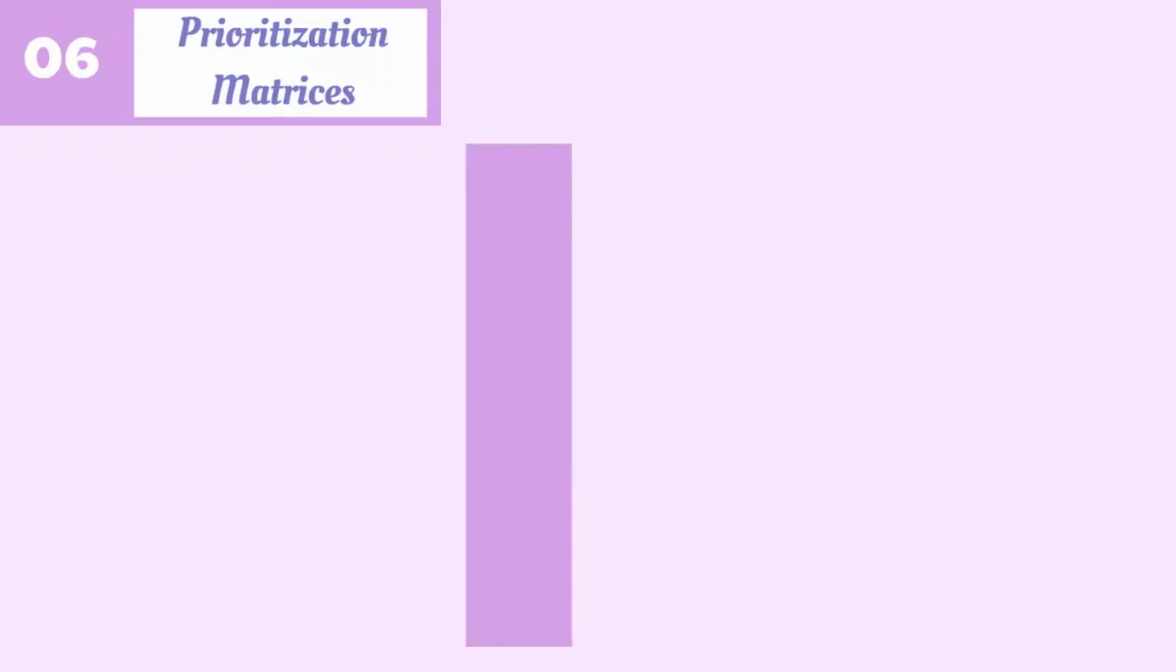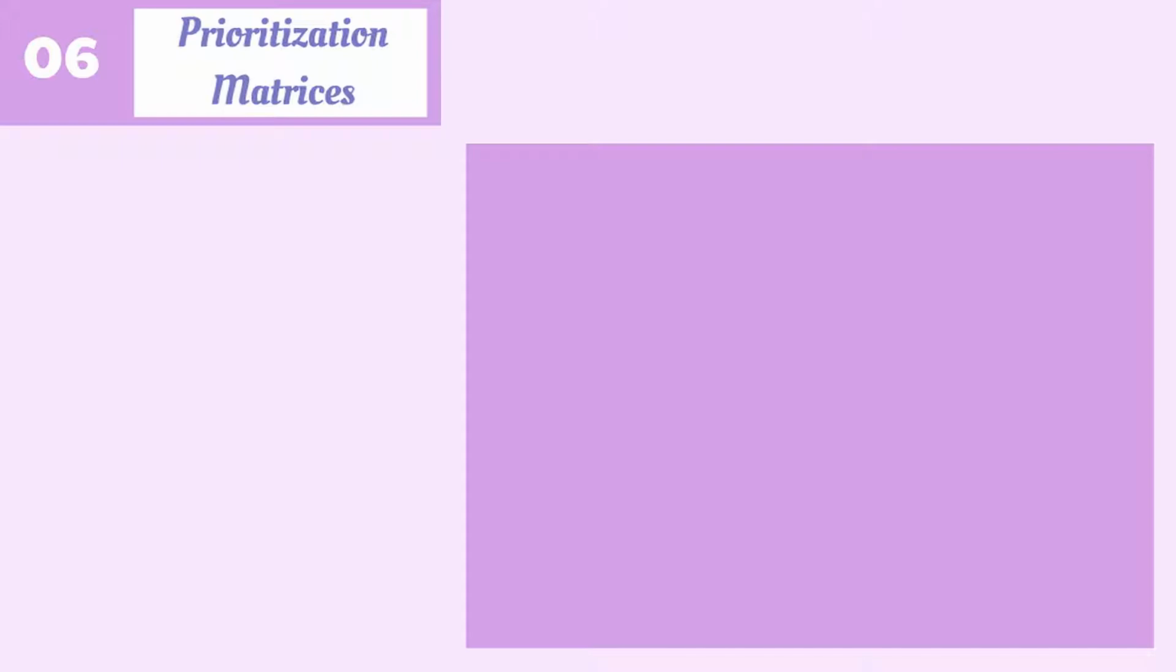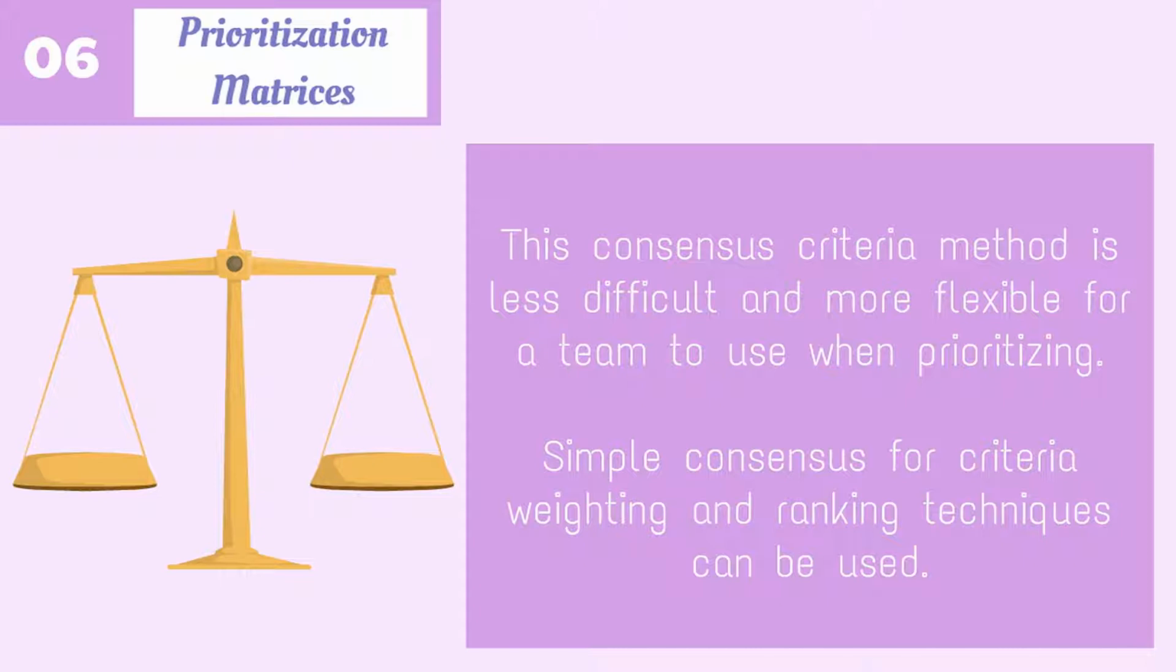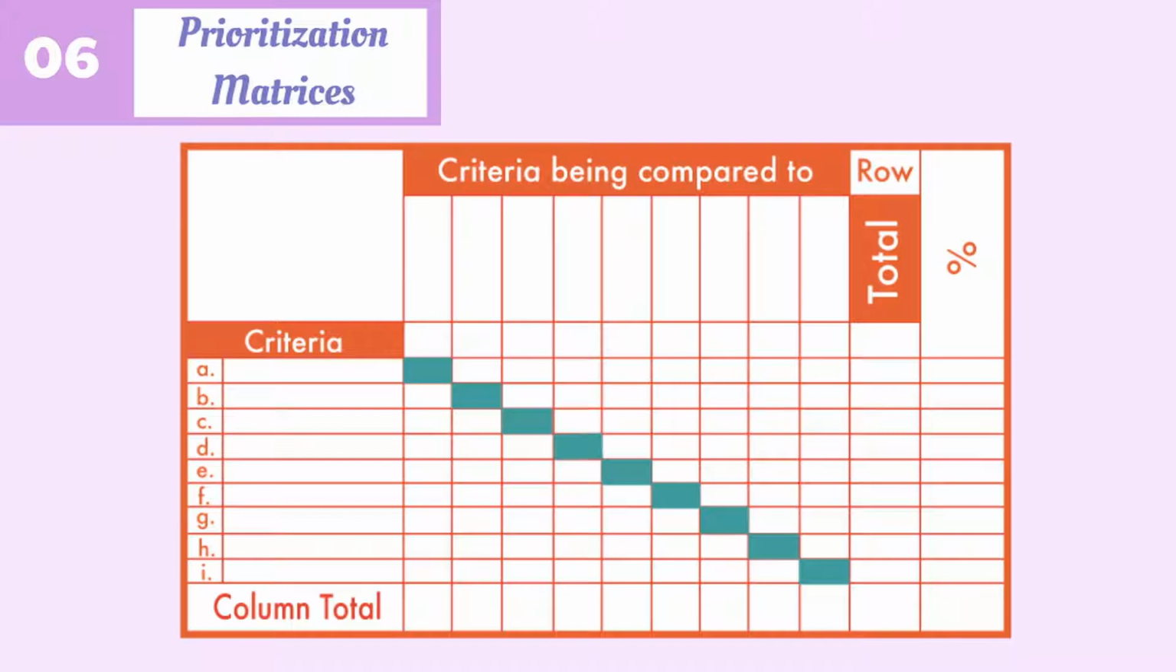6. Prioritization Matrices. This consensus criteria method is less difficult and more flexible for a team to use when prioritizing. Simple consensus for criteria weighting and ranking techniques can be used. Look over this chart.